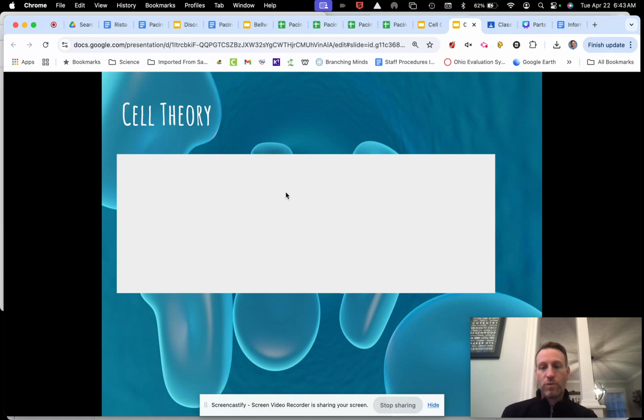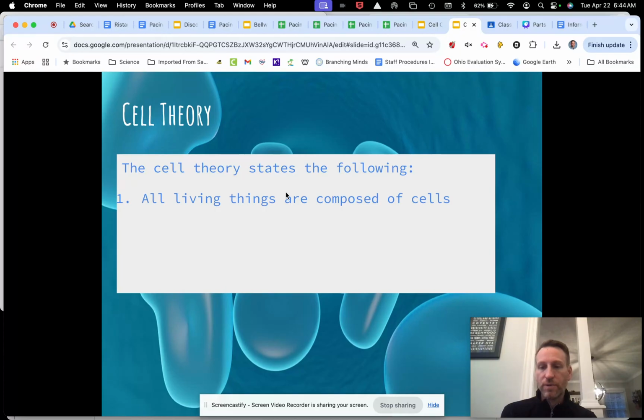All right. We talked about cell theory yesterday when we did the Pear Deck, so we're just going to write them down again. I changed the wording a little bit on here to make it a little bit easier. So, cell theory states the following. Number one, all living things are composed of cells. All living things are made of cells.